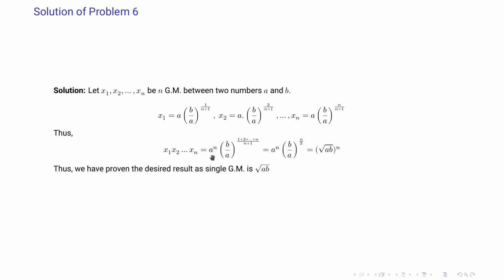So we multiply each of them, and we get it as square root of ab to the power n. But the square root of ab is nothing but the geometric mean. So we have proven that the product of all n means is equal to the nth power of the geometric mean.